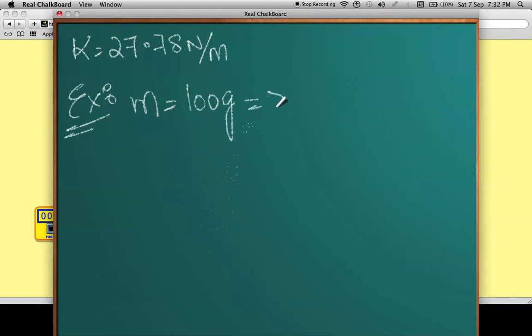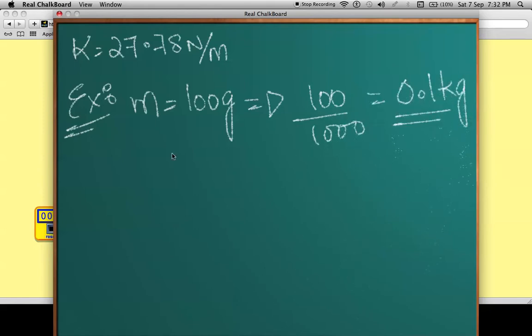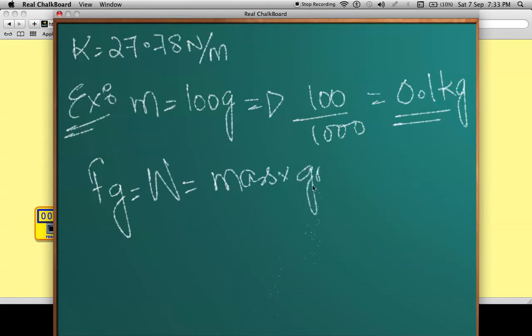These steps should be easy now. Convert this to kilograms. So 100 divided by 1000 to convert it to kilograms. This would give me 0.1 kilograms. Now find out the force associated with it. Force of gravity, which is equal to weight, which is mass times gravitational acceleration. So this is 0.1 times 10. The weight is 1 Newton.